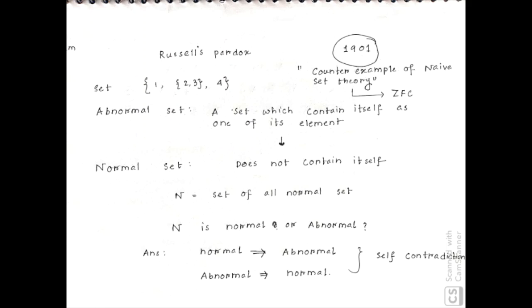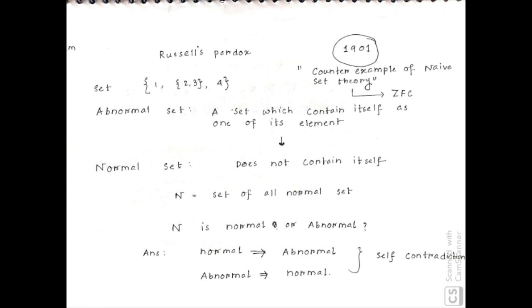We call such a set an abnormal set. So, what is an abnormal set? A set which contains itself as one of its elements. And any set which does not contain itself as an element, we call a normal set.